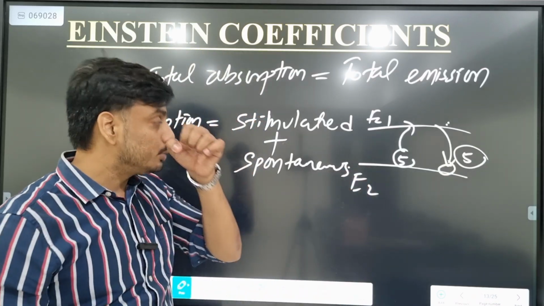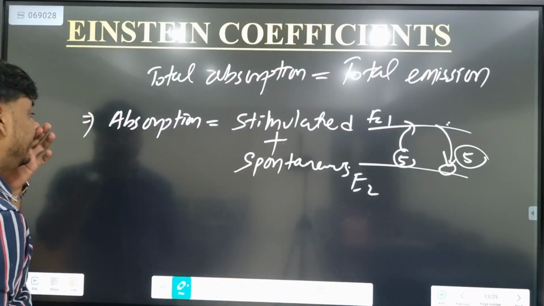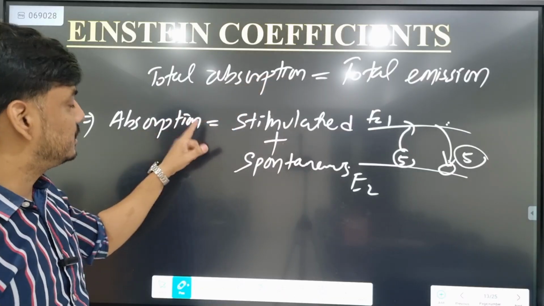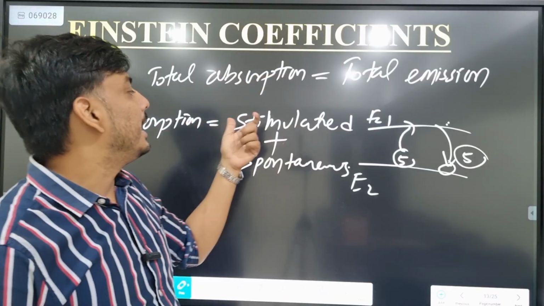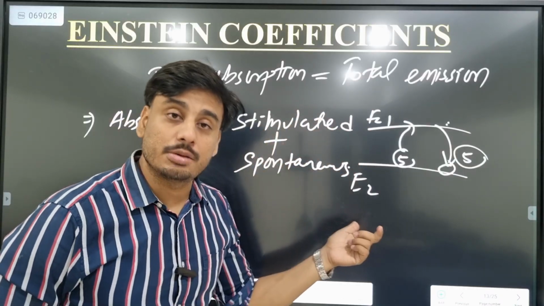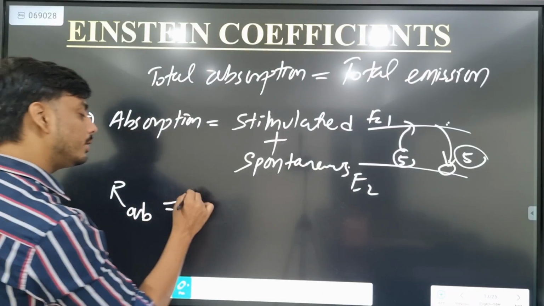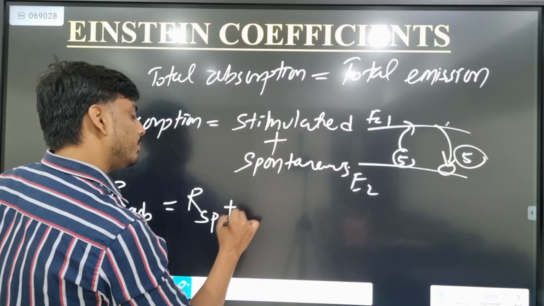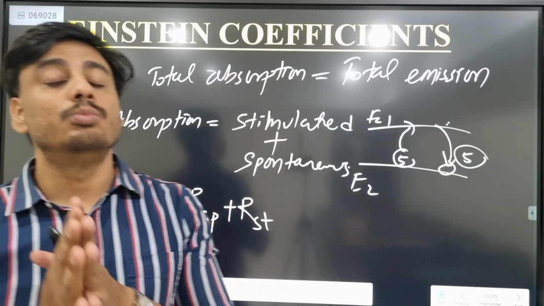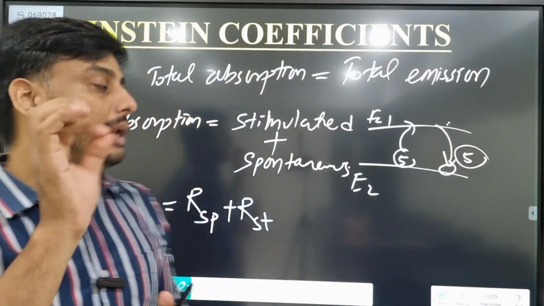So in thermal equilibrium, that is when the absolute temperature remains constant, we can write that the total number of particles moving from lower to higher, which is the rate of absorption, must be equal to the sum total of the rate of stimulated emission and the rate of spontaneous emission. So rate of absorption equals rate of spontaneous emission plus rate of stimulated emission, where rate represents the number of particles moving from one energy state to another per unit time per unit energy.